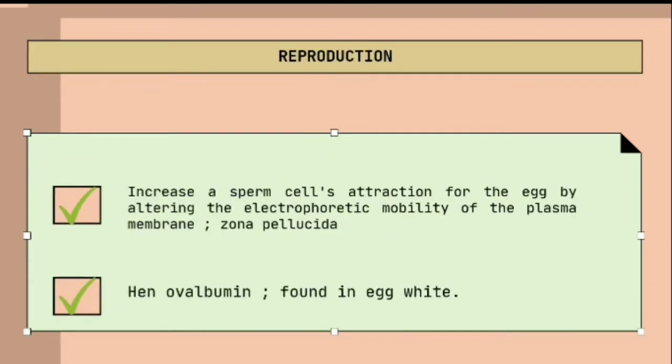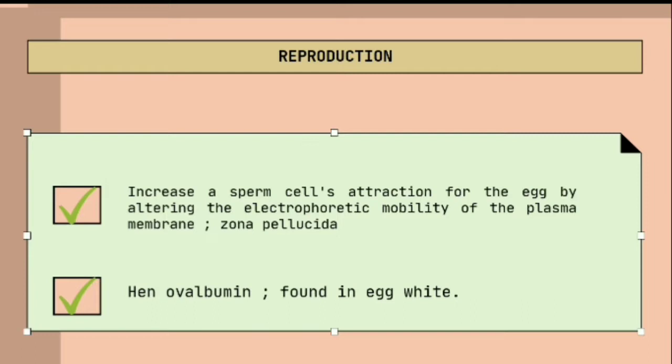And then also, glycoproteins have an important role in reproduction because glycoproteins increase a sperm cell's attraction for the egg by altering the electrophoretic mobility of the plasma membrane, or in other words, because of the glycoproteins, it allows for the binding of the sperm cell to the surface of the egg cell. So that is why there are what we call offspring.